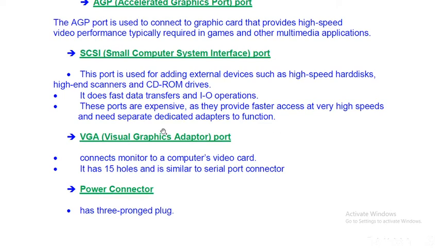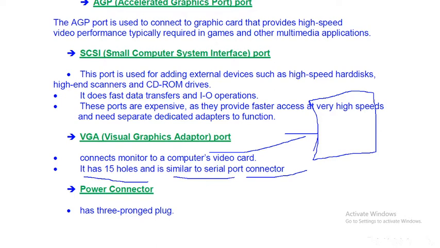So VGA, all of you know these ports, you have learned them in previous classes. Visual graphics adapter port connector connects a monitor to a computer video card. It has 15 holes and it is similar to a serial port connector. Generally, it connects a monitor. All of you know the monitor. So in order to connect a monitor, we require this VGA port. It has 15 holes and is similar to a serial port connector.